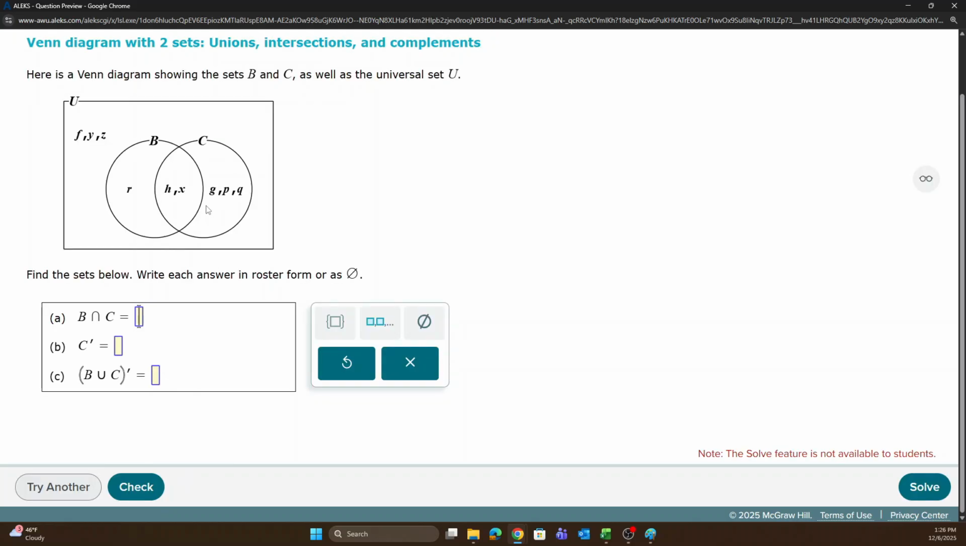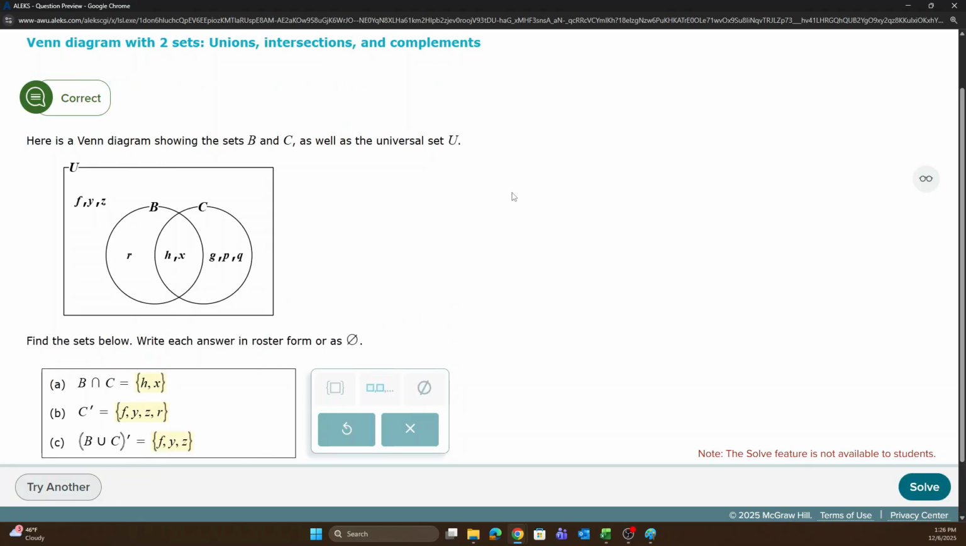If you have something like this, the intersect is H, X because those are the ones that they share. C complement is just the things outside of C, which is going to be F, Y, Z, and R. And the complement of their union is everything outside of it, which is F, Y, and Z. All right, so let's go ahead and move on to the next problem set.